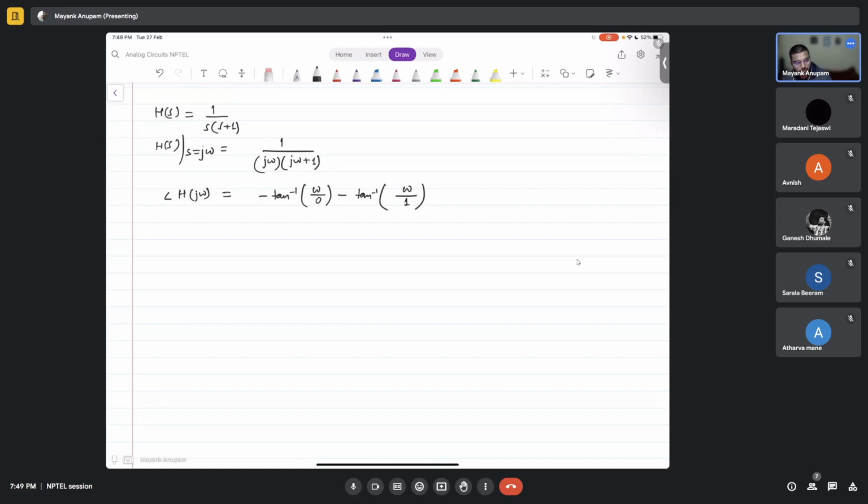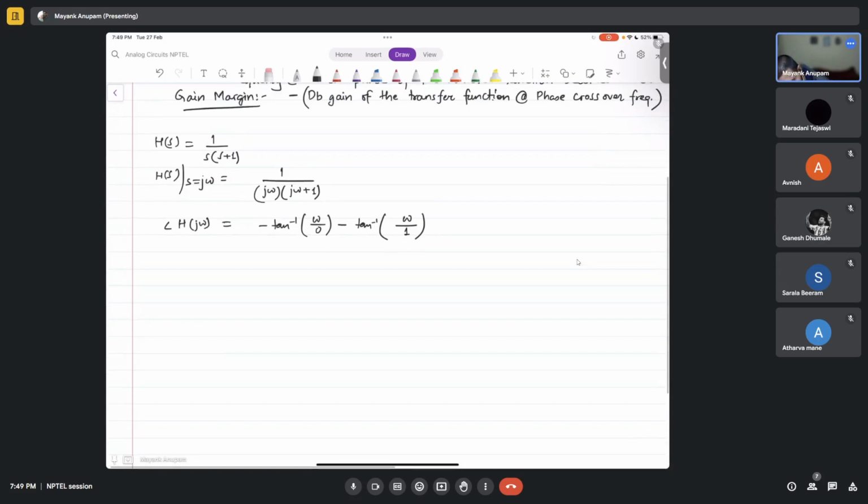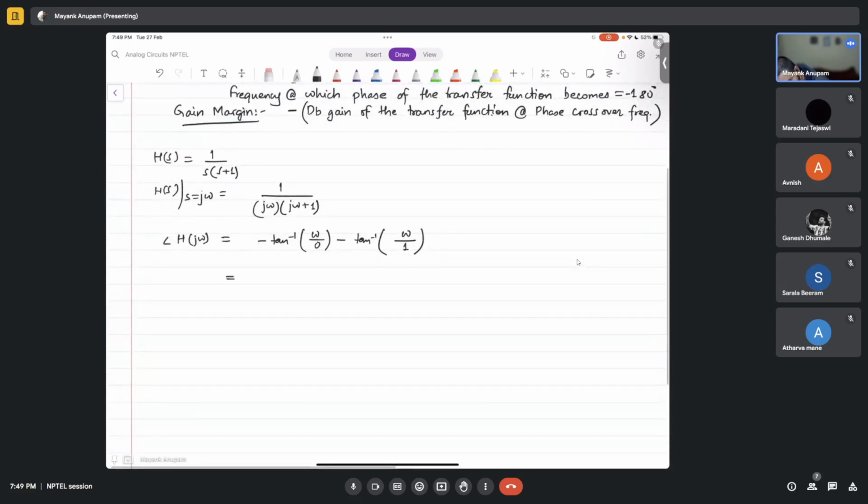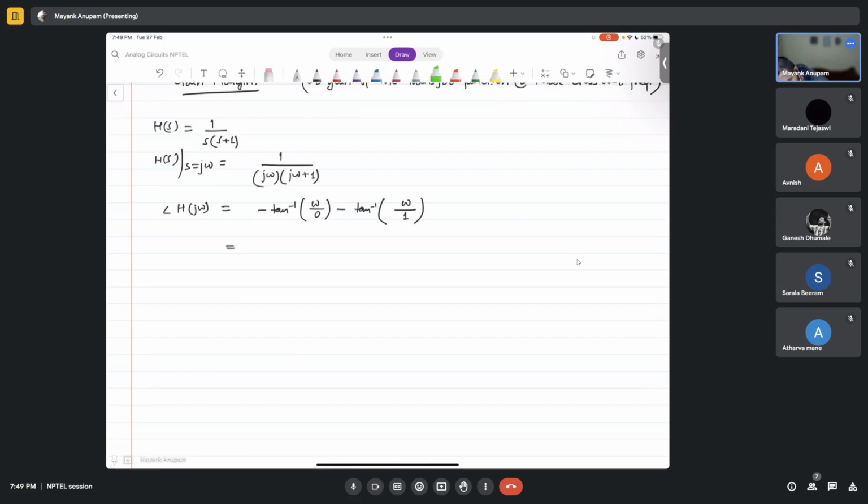Yes, sir. Good. Moving on. So, this becomes, what is the value of this one? What is this? 90. Yeah. Since there is a minus here, it is minus 90 degrees, right? And this is minus tan inverse of omega. Correct?